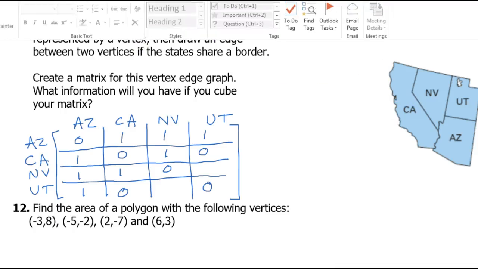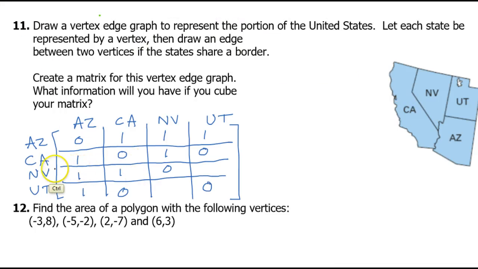So that just leaves Nevada and Utah. Do they share a border? Sure, Nevada and Utah share a border right here. So that's why I'll have a 1 here and a 1 here. So this is my adjacency matrix.